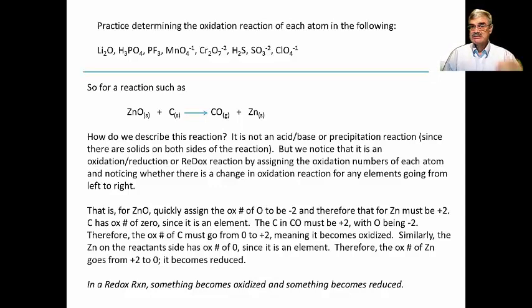Notice the bottom sentence. In a redox reaction, something becomes oxidized and something becomes reduced. For at least one element, the oxidation number goes up, and for at least another element, the oxidation number goes down, becomes reduced.